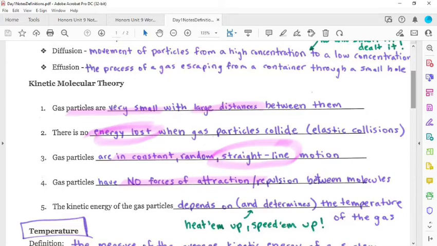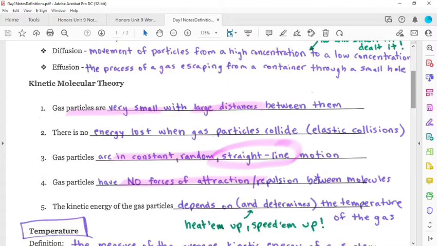So nothing's going to be speeding up or slowing down overall. The whole average speed of all the atoms in the container is going to be the same, so that overall we have the same amount of energy there. That's what we call elastic collisions, although you'll worry about that more in physics.